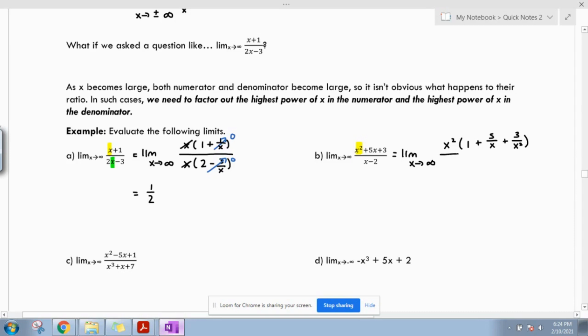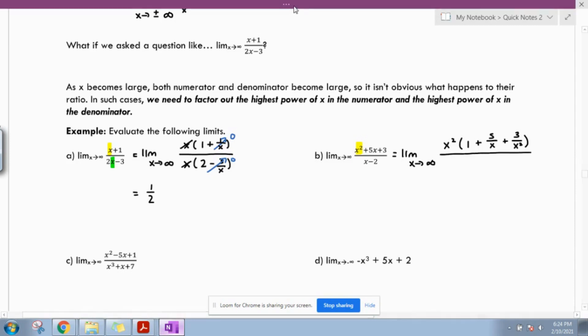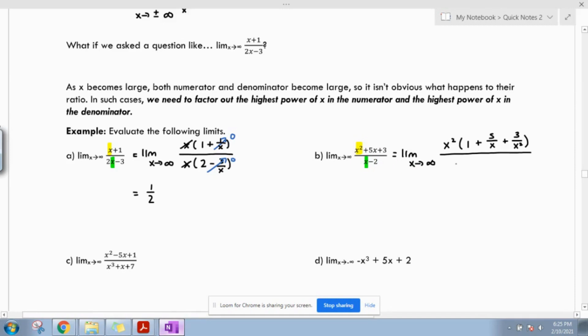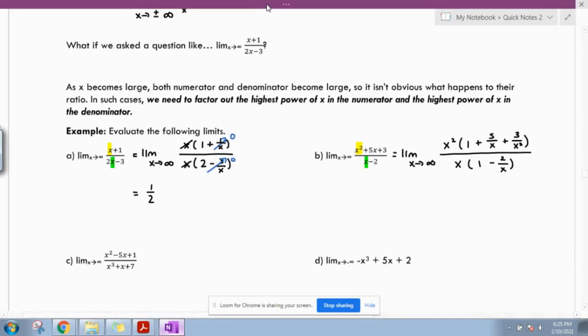And then in my denominator, I'm going to look for the same thing. I'm going to look for x with the highest exponent. In this case, it's just x. So I'm going to factor out that x now. And then I'm left with 1 minus 2 over x. Now in this particular case, I notice that I can cancel something out. So I can cancel x squared and x. So I'm only left with x there.